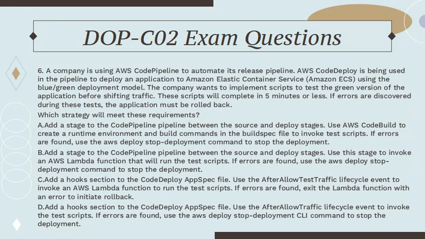D. Add a hooks section to the CodeDeploy AppSpec file. Use the AfterAllowTraffic lifecycle event to invoke the test scripts. If errors are found, use the aws deploy stop-deployment CLI command to stop the deployment.